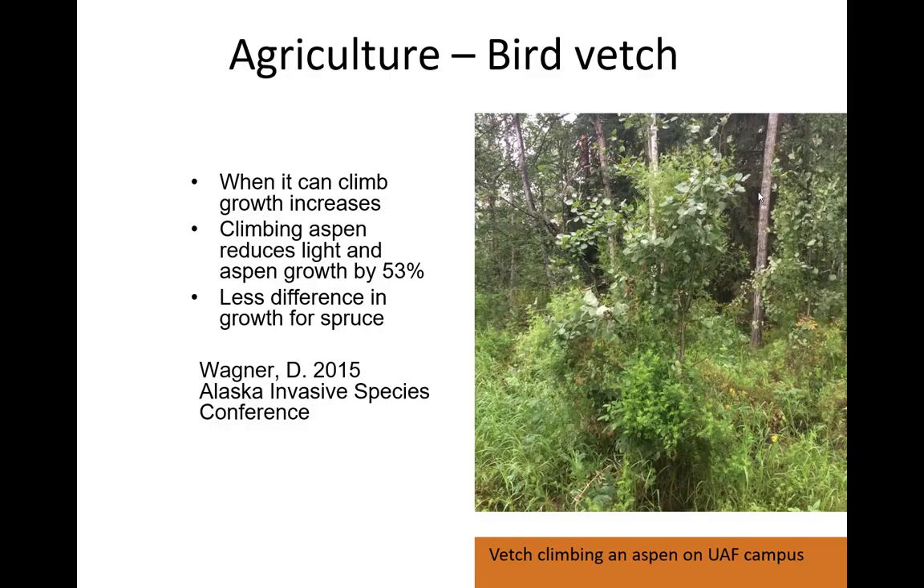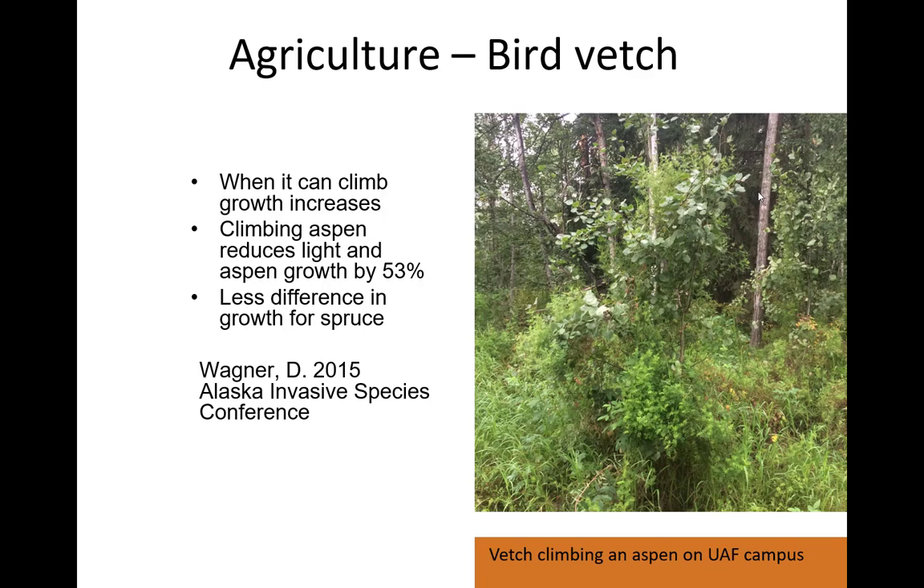We also have agricultural invasive species. Another example in Alaska is bird vetch. It was brought up to Alaska as a fodder or food for cattle, and also to build soils. It's a legume, so it fixes nitrogen. This is bird vetch climbing up an aspen tree on the UAF campus, and that's how it actually causes issues. We abandoned using it for agricultural purposes because it didn't perform as well, and it's since spread in a variety of places throughout the state.